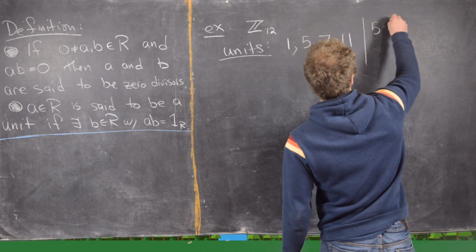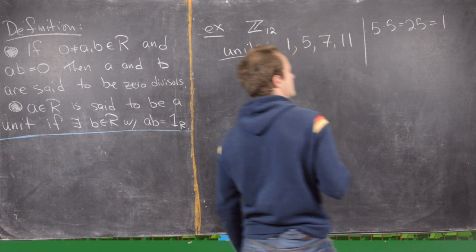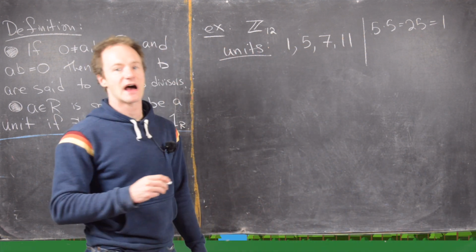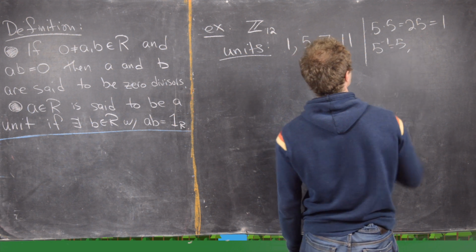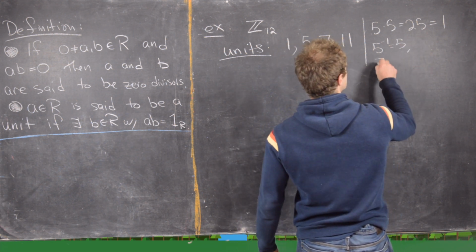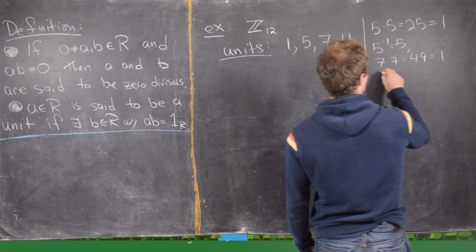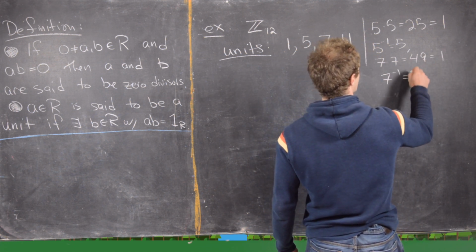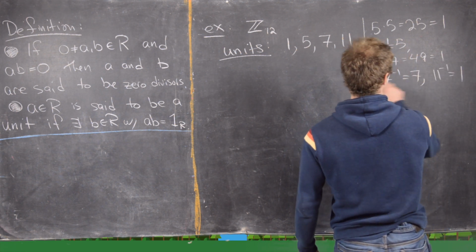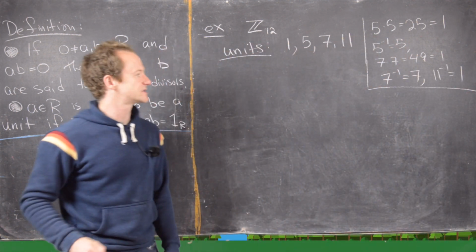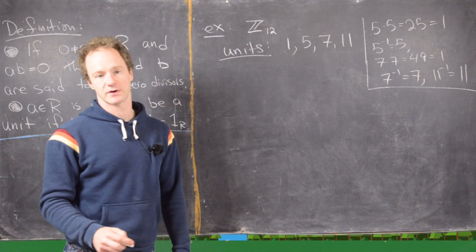Notice that 5 times 5 is equal to 25, which is equal to 1. And so that shows us that 5 inverse is equal to 5. And then similarly, 7 times 7 is equal to 49, which is equal to 1. And so that tells us that 7 inverse is equal to 7. And also 11 inverse is equal to 11. So in fact, everything is its own inverse in this ring.